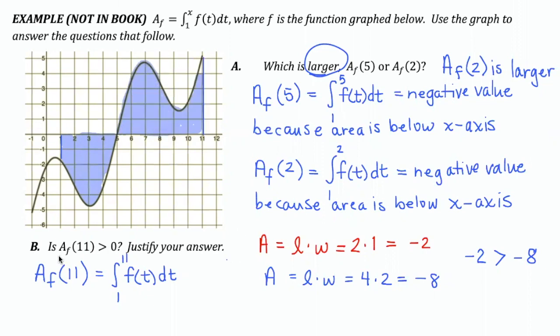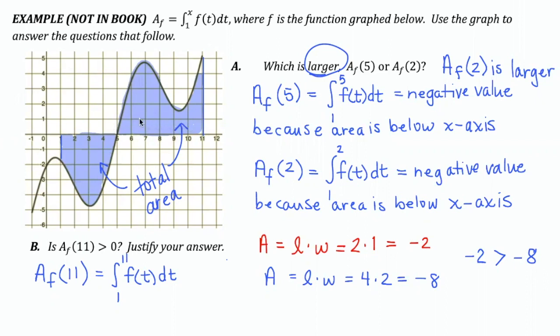Now we're asked, is A sub f of 11 going to be a number that is bigger than 0? Numbers bigger than 0 are positive. So if you were to compute the signed area, you would total up the area that's underneath the x-axis together with the area that's above the x-axis. And really the question here is, which is there more of? Is there more area above the x-axis or below? Clearly there's more above. This function actually is symmetric. So we've got more area above.